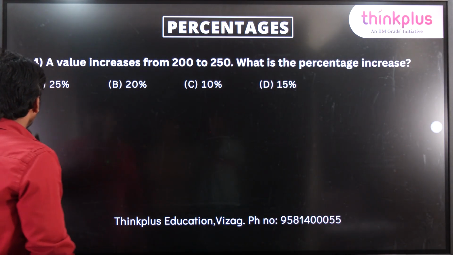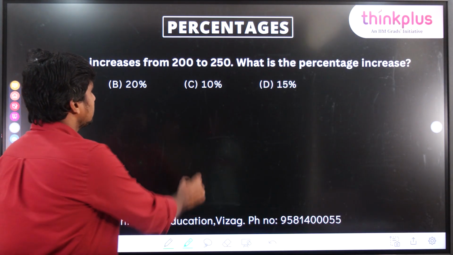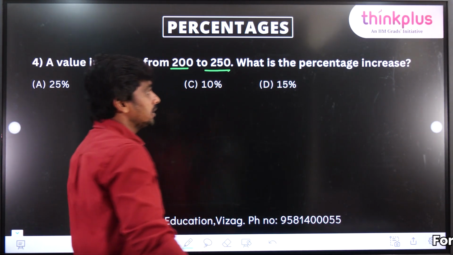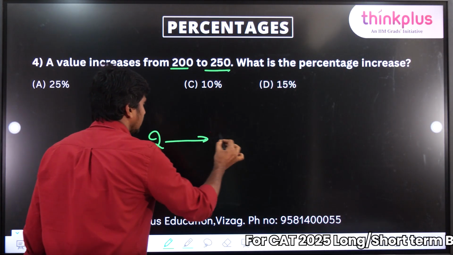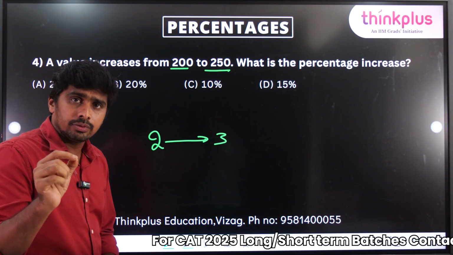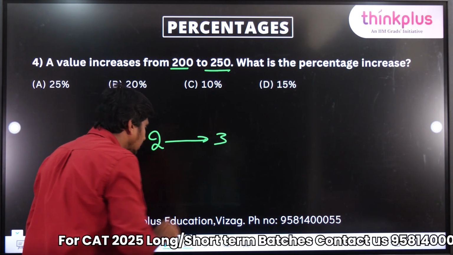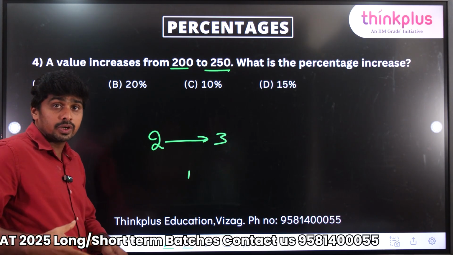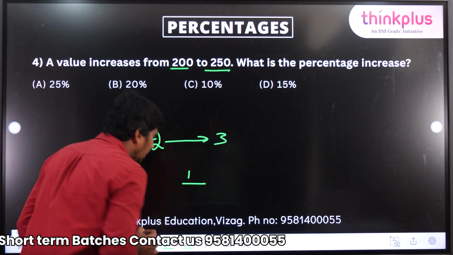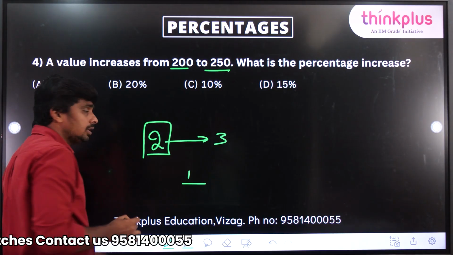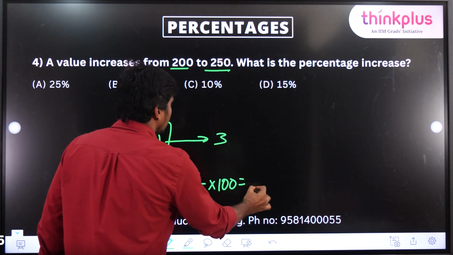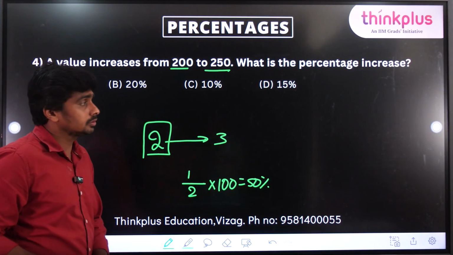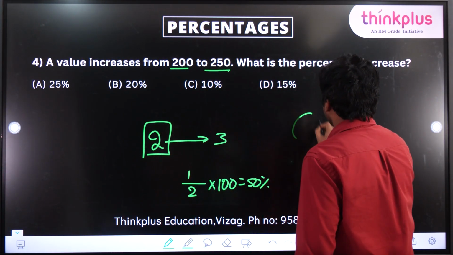Look at this question. This is the increase. A value is increased from 200 to 250. What is the percentage change? Example, I'll take a simple question. 2 became 3. What is the change in the value? You know that 2 became 3 means the change in the value is 1. But if I ask you what is the percentage change, I will compare this change with the base value. Base value means where I have started. So 1 by 2 into 100. Okay, 50%.